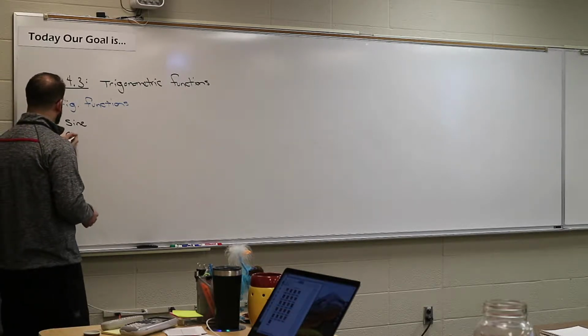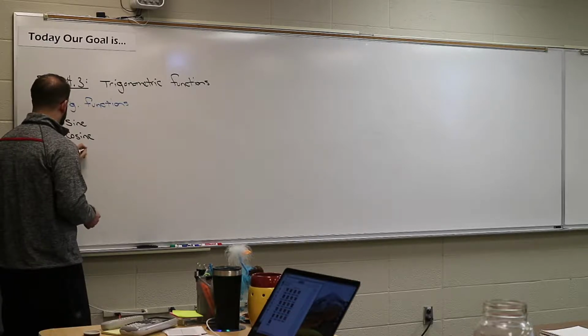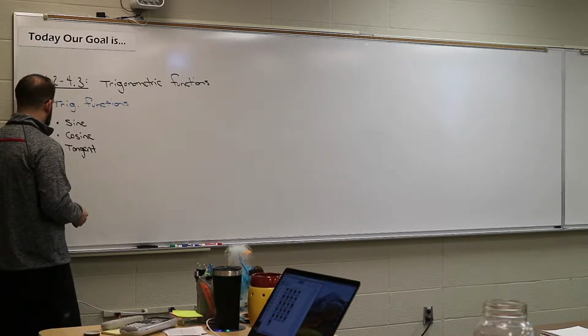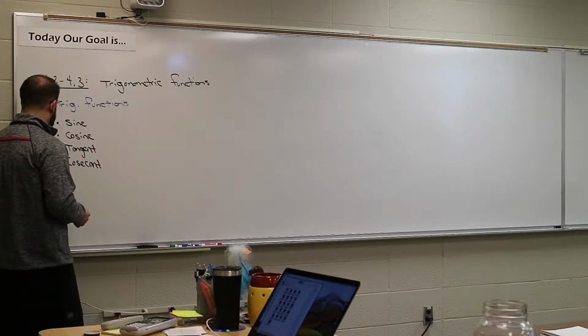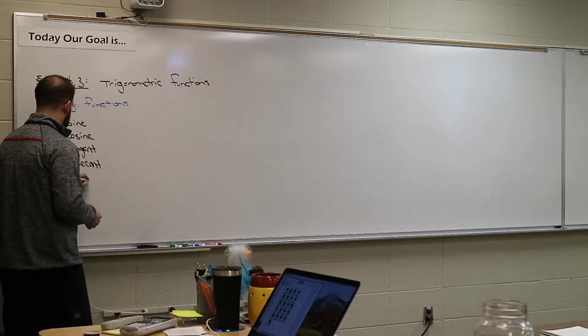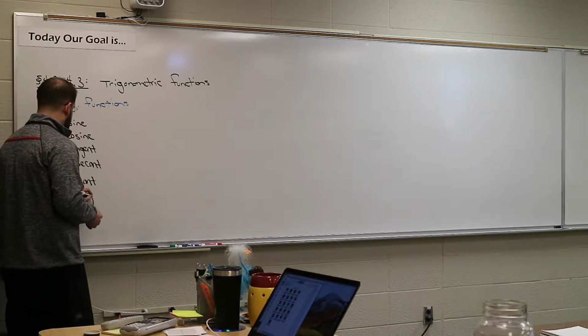Sine. Cosine. Tangent. Inverse sine. Inverse cosine. Inverse tangent. Which is called, cosecant. Secant. And cotangent. These are the actual correct names that you're going to see.